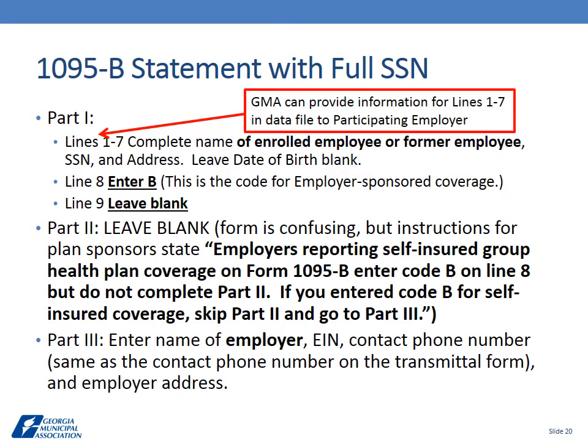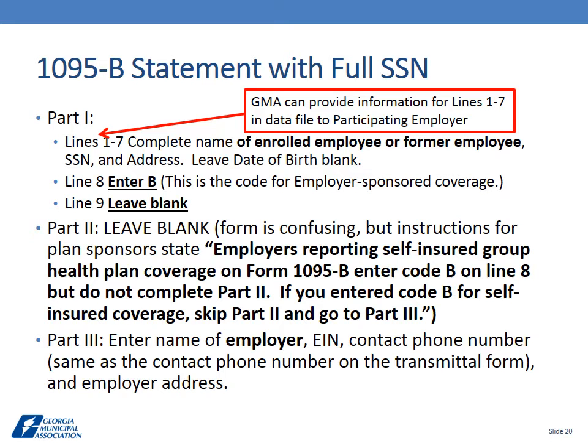GMA will provide the information for lines 1 through 7. It includes the name of the enrolled employee or former employee, Social Security number, and address. Line 8, you will enter B. This is the code for employer-sponsored coverage. For line 9, leave it blank. Part 2, this entire section should be left blank.